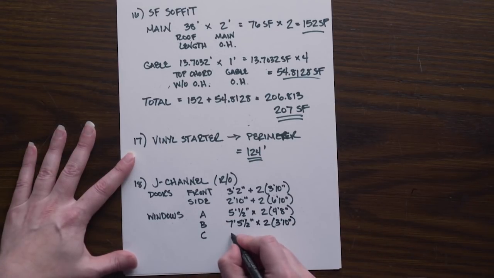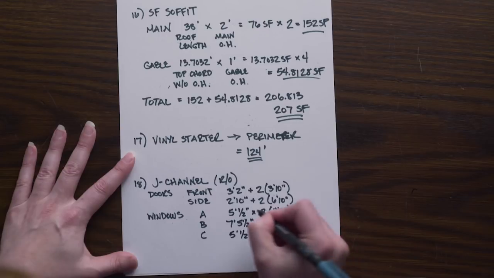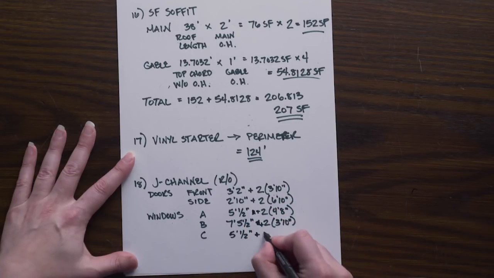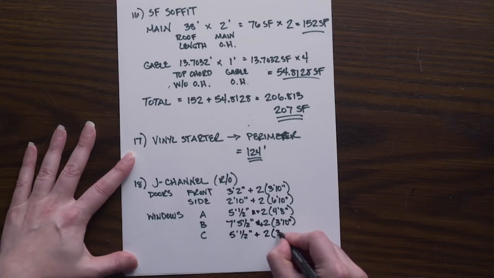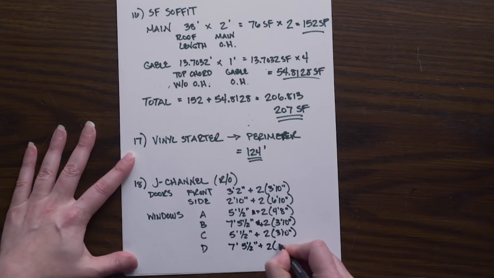The C windows, 5'1/2" plus, oops, sorry, these are supposed to be plus signs, plus the 2 times the 3'10", and our D window, 7'5½" plus 2 times the 4'1".